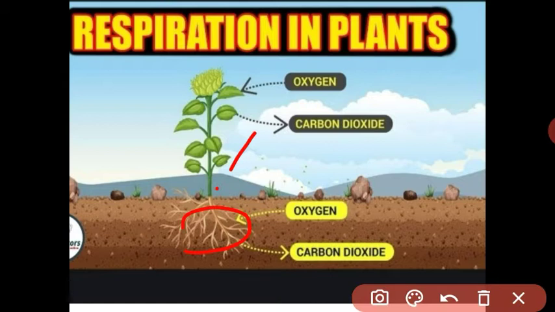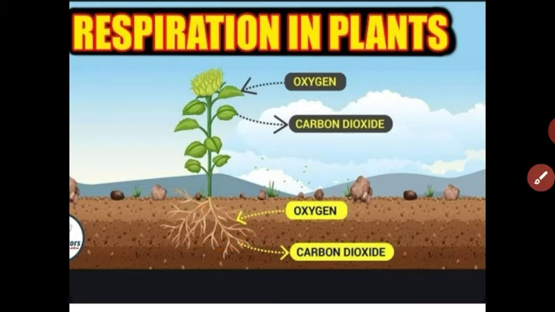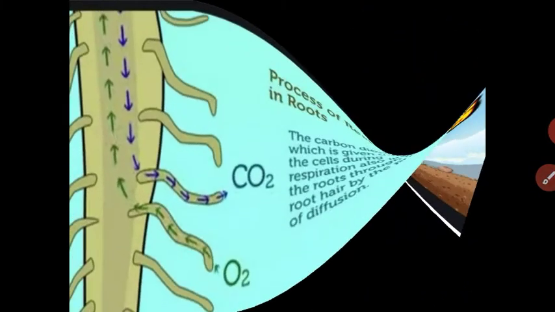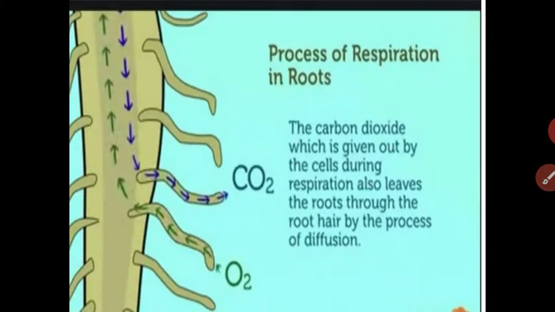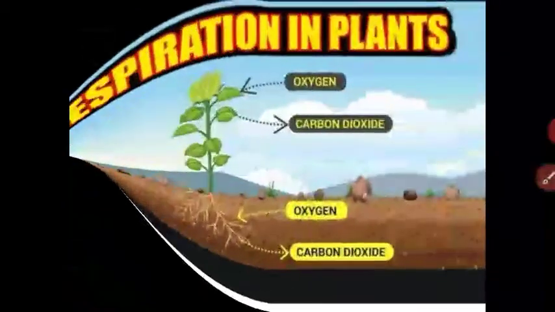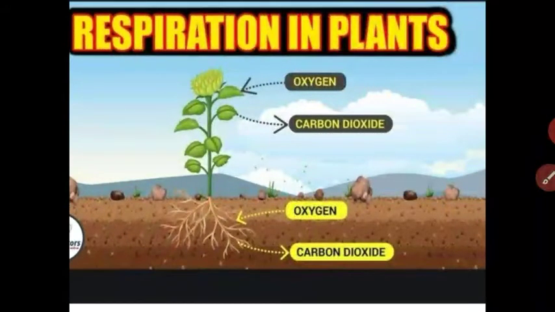One by one we will study in detail how the plant respires through the root, through the stem, and through the leaves. Got it, student? Let us start. First, respiration in roots. See, student, you have seen the structure of a plant. There are so many roots.